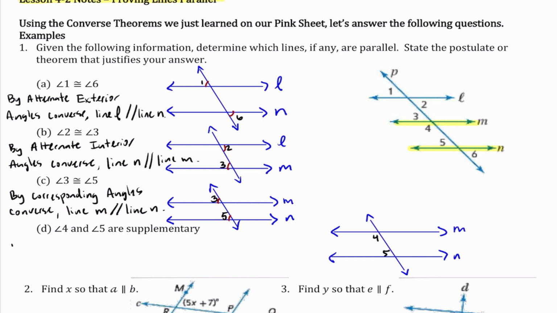So we can say by the same side interior angles converse, line M is parallel to line N.